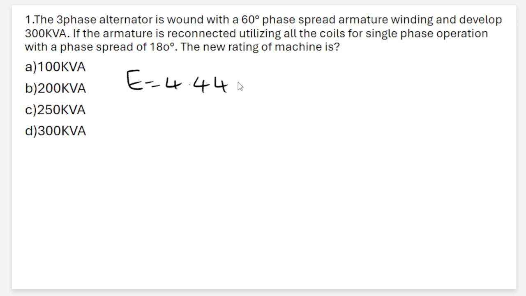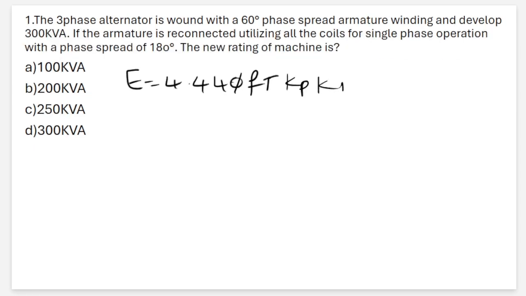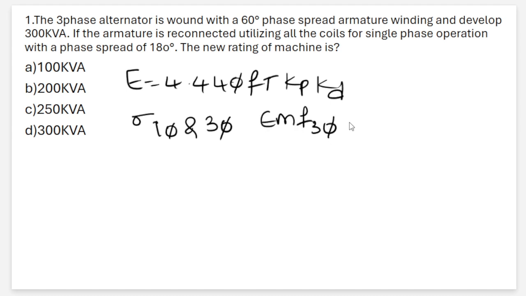4.44 pi f t kp kd. The given question provides only the phase spread values for single phase and three phase systems along with the kVA value of the three phase system. Here we have to find out the rating of the single phase system.